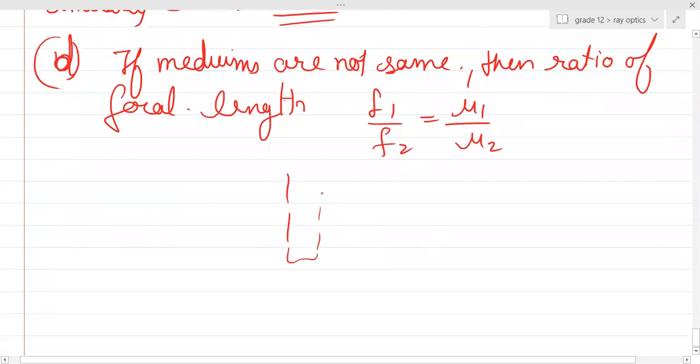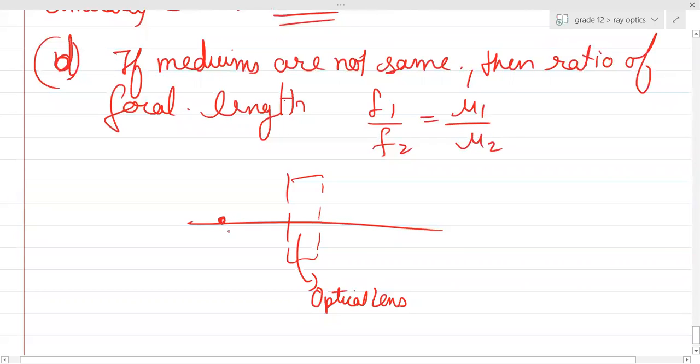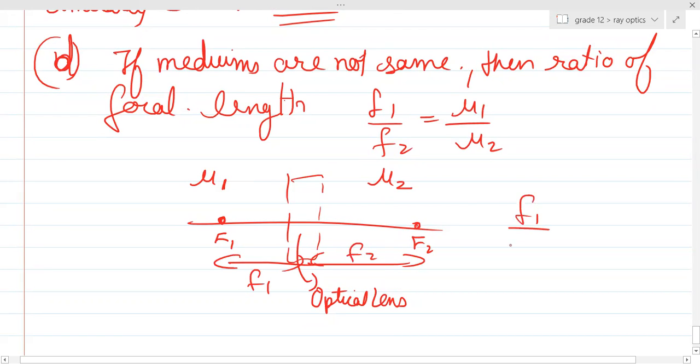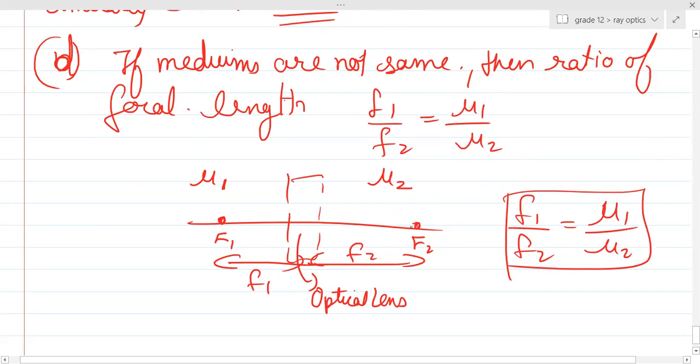So suppose you have any optical lens, any kind of lens, concave, biconcave, whatever. Suppose this is the primary focus f1, and let's say this is f2. If the medium over here is mu1 and the medium over here is mu2, then this f1 and f2 will be different. And please remember, f1 by f2 is equal to mu1 by mu2. Now you got it, guys? Okay. Next heading, please write down.